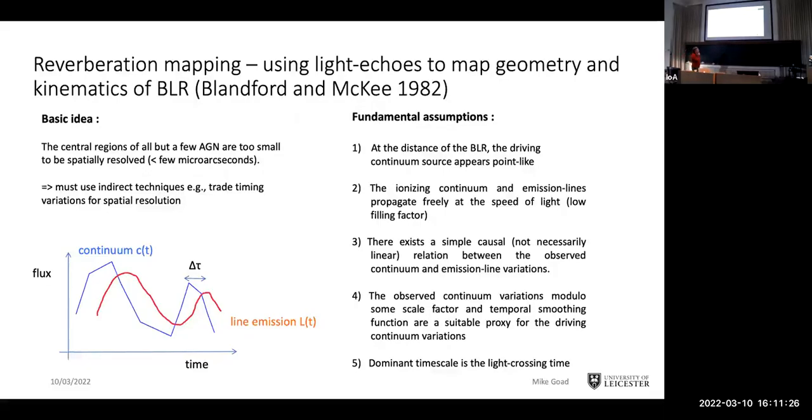And we also posit that the observed continuum variations, modulo some scale factor and some temporal smoothing function, are a suitable proxy for the driving continuum variations. Modulo some smoothing function because we know that at the wavelengths in which we observe our proxy continuum, it might also be intrinsically delayed with respect to the EUV.